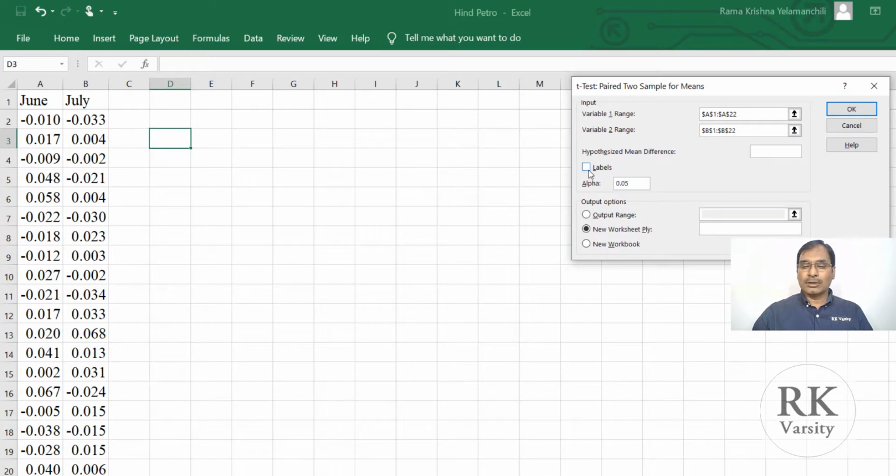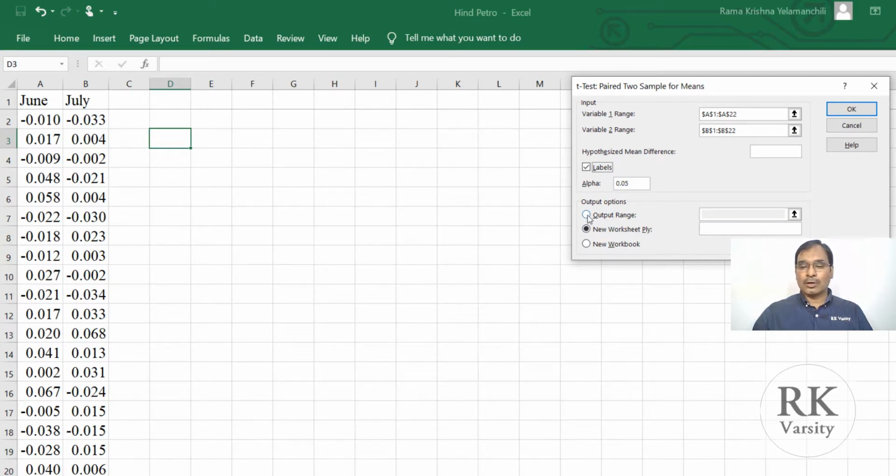Now click on Labels, because we have labels in our row 1. We have June month and July month. Click on Labels. Alpha is the significance level. That is, I am putting a significance level of 5%. That means I am testing my hypothesis at 5%. The hypothesis that we frame here is there is no difference between the mean return of June and July. That means they are the same. Mean return is the same for both the June month and the July month.